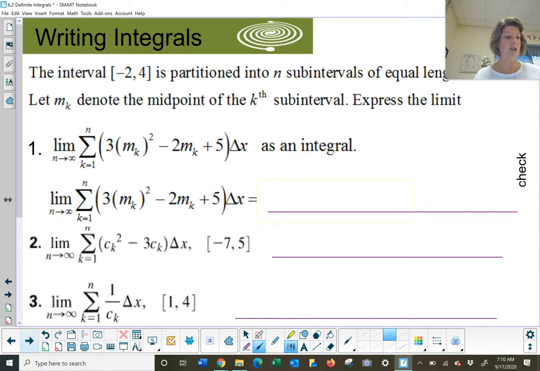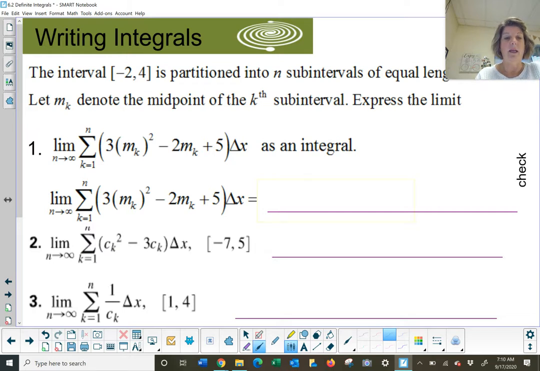Leibniz notation. Now, the interval, negative 2 to 4, is partitioned into n subintervals of equal length. Let m sub k denote the midpoint of the kth subinterval and express the limit, in this case, as an integral.